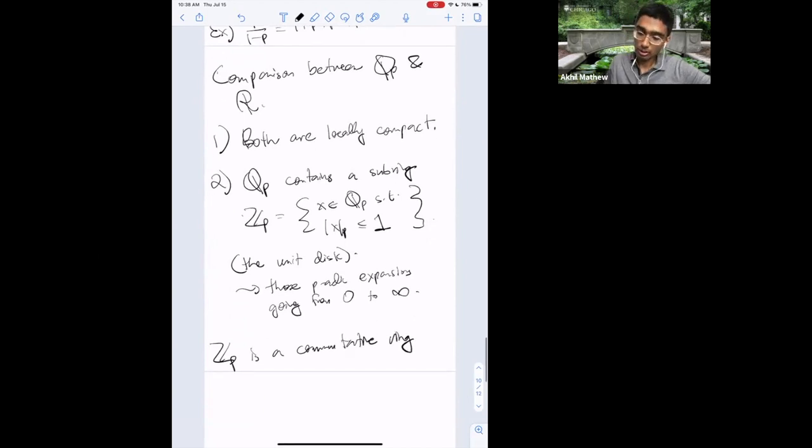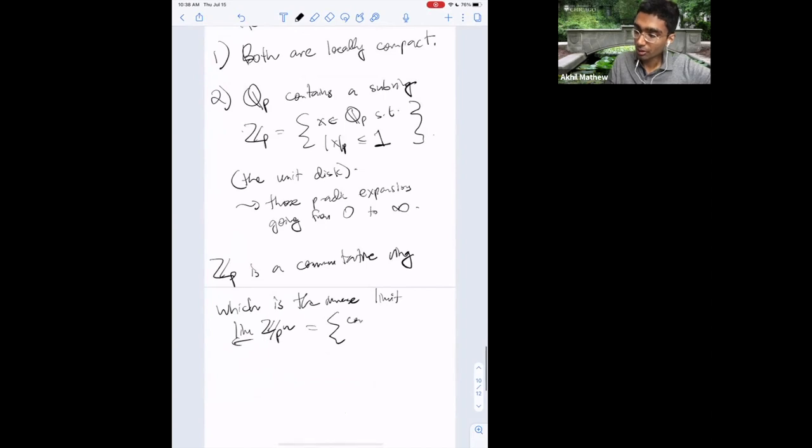And in fact, one way of thinking about an element of Z_p, as I said, you can think of it as those p-adic expansions that start from 0 and go to infinity instead of from minus 10 or something. And you can think of an element of Z_p as a compatible system of congruence classes mod p to the n for each n. So more formally, it's the inverse limit of Z mod p to the n. And so what that means is that it's compatible systems of congruence classes mod p to the n for each n.